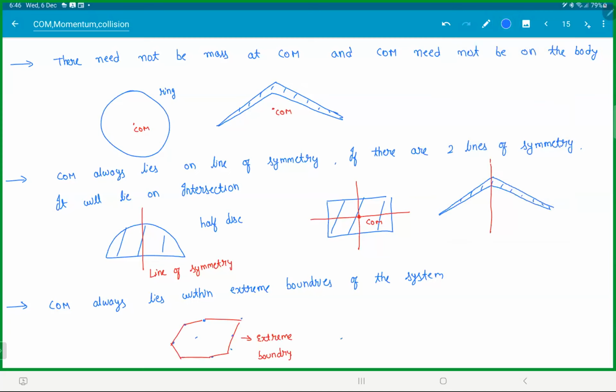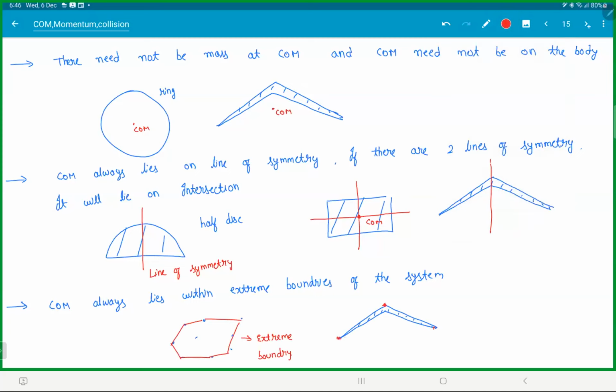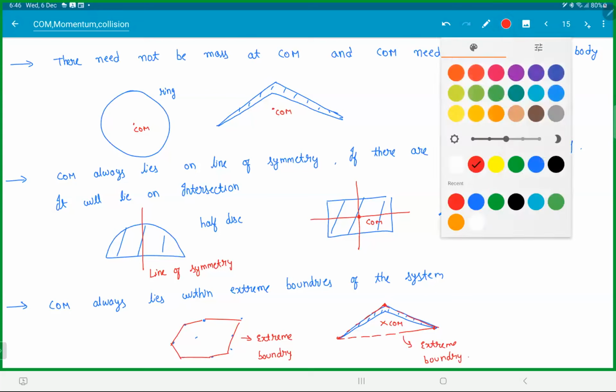Same thing, if you take this boomerang also, if you take the extreme points and join them, this is the extreme boundary. Center of mass need not lie on the body, but it has to lie within the extreme boundary. If you have a system, join the extremmost particles to make a closed figure, whatever shape, and you will find the center of mass should always lie within that.